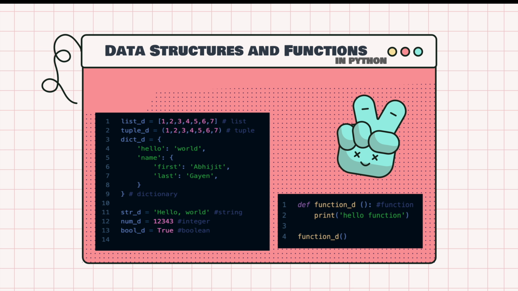There are more data structures in Python, that is set, and there are some data structures like queue, deque, linked list, all are there. But I am saying here mainly three: list, tuple and dictionary. And for this course, these three are enough.